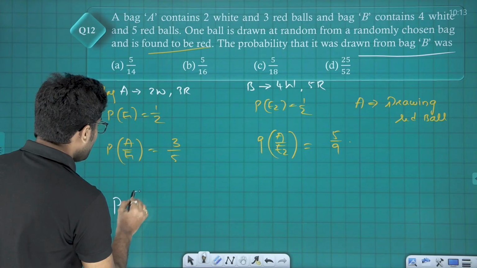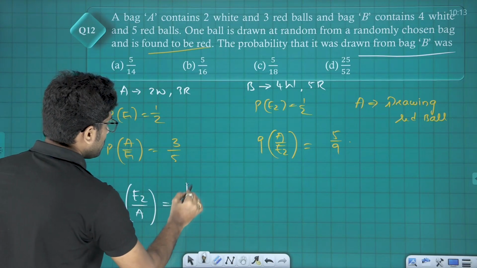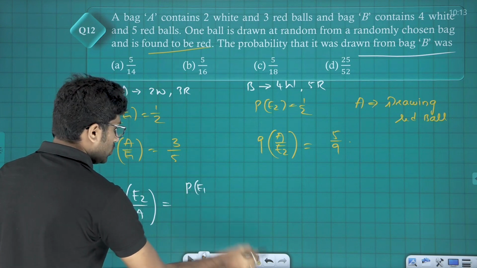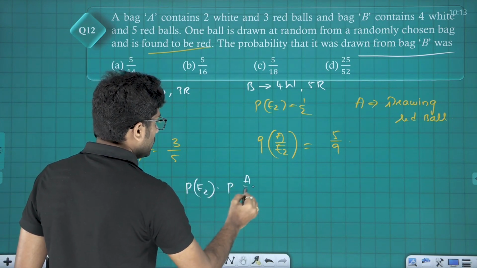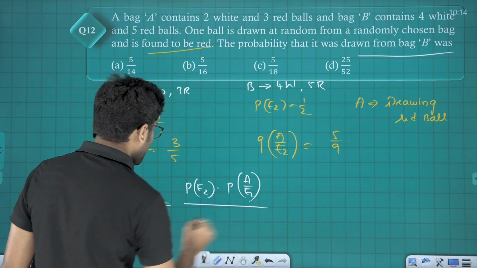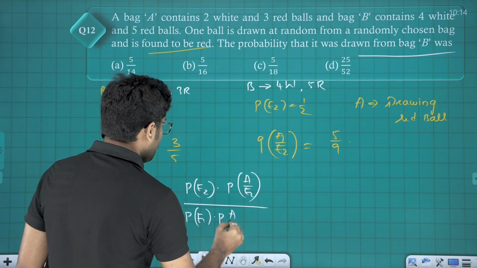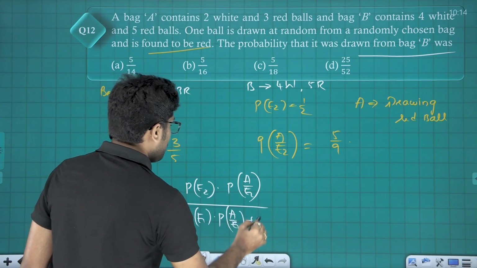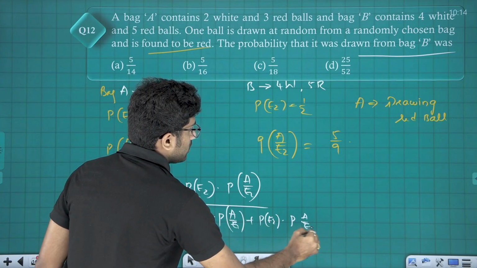So P of E2 given A. This is what we need. So that becomes P of E2 into P of A given E2 divided by P of A. P of A is sum of all the probabilities: P of E1 into P of A given E1 plus P of E2 into P of A given E2.